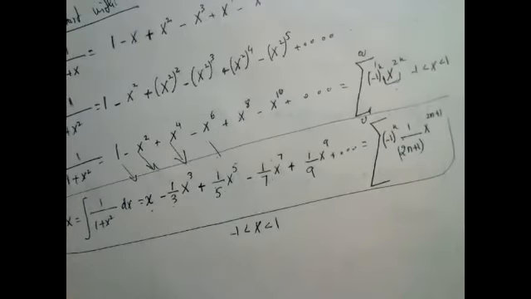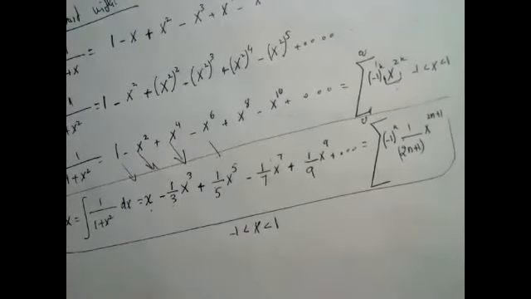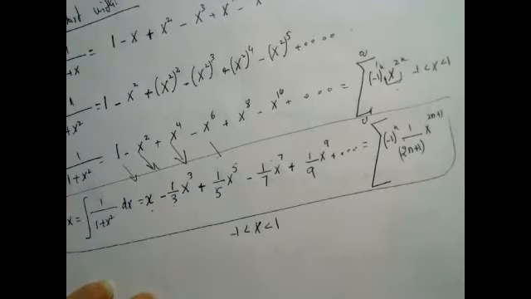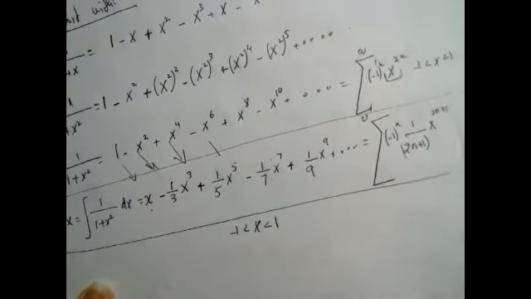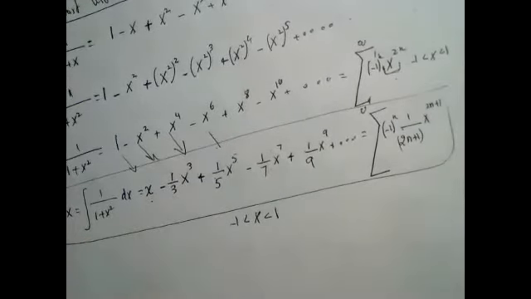Now that we have the power series of arctangent x, we can start using it. We don't have to derive it every time. This is one of the series that you don't have to derive. This is one of the series that you can use. Based on this, I'm going to look at number 42. So number 42 is the following.